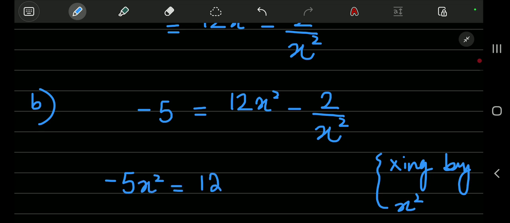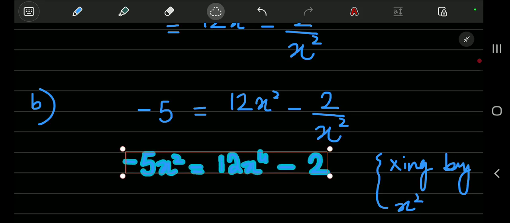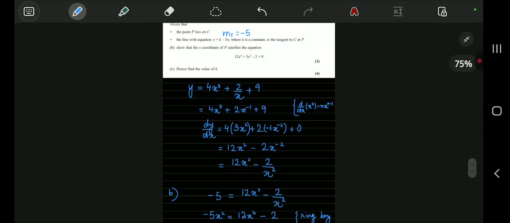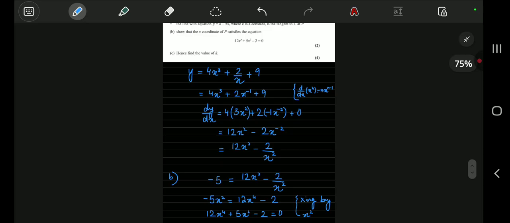equals 12x to the power 4 minus 2. Again, 12x to the power 4 plus 5x squared minus 2 equals 0, and this is what we needed to prove: 12x to the power 4 plus 5x squared minus 2 equals 0. Hence find the value of k.